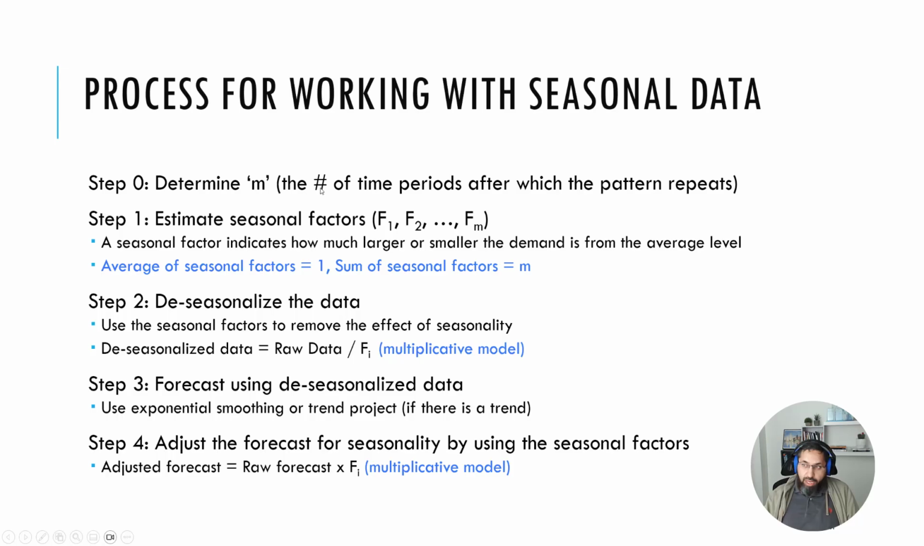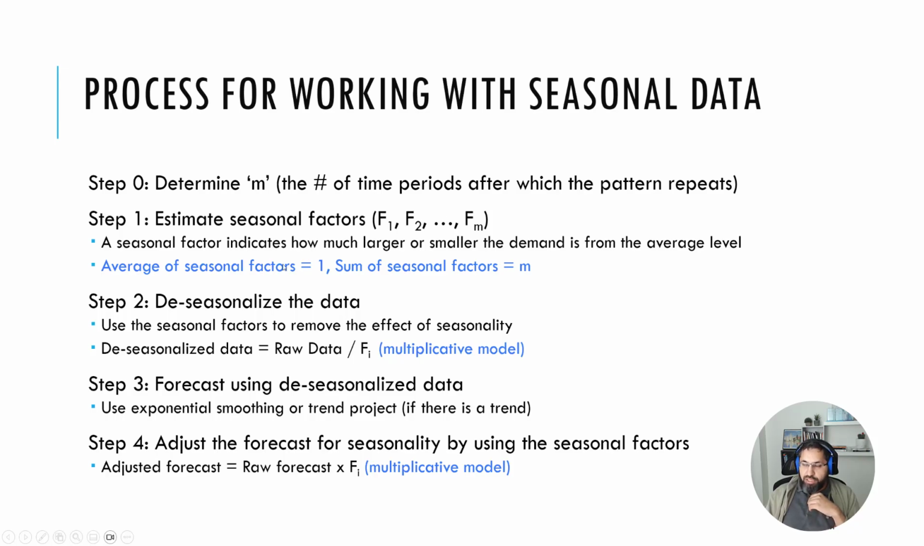Step 0, determine M, the time period for which the seasonal pattern repeats. For monthly data it is usually 12. And so, we have monthly sales data, so M is going to be 12. Then we estimate the seasonal factors F1 to F12 for all 12 months. And you're going to see it's relatively easy to do that.